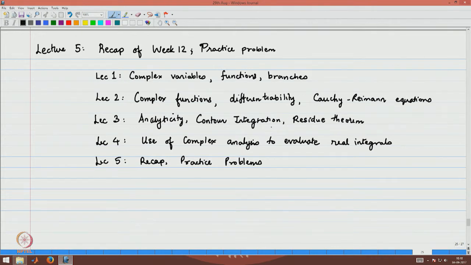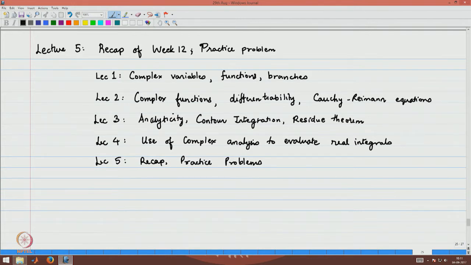We learnt about contour integration and the residue theorem, how you can do integration in the complex plane using the residue theorem. Then in the fourth lecture I did applications, using complex analysis to evaluate real integrals, and we worked out a few problems in that lecture itself. Today I will be doing some practice problems, but not on complex integration, because we already did that in the last lecture.